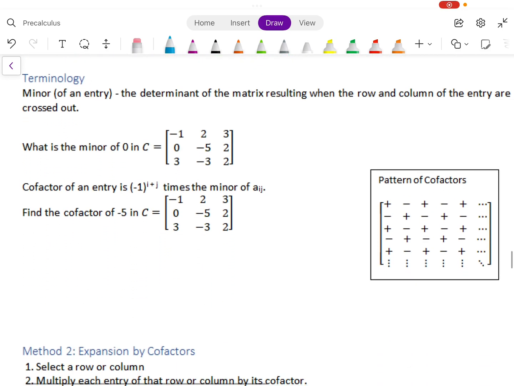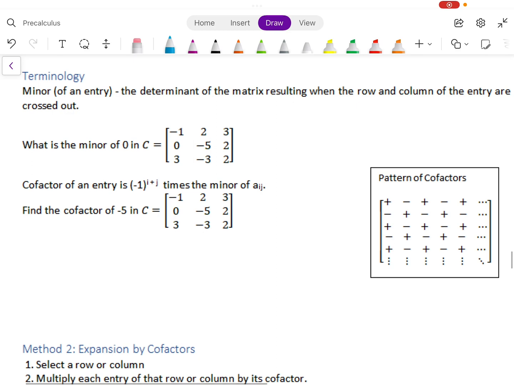All right, moving on to the other method. We're going to have to learn some terms first. So here we go. Here's our terminology: the minor of an entry. So this is in a 3 by 3 matrix. The determinant of the matrix resulting when the row and column of the entry are crossed out. So let's see what that means.